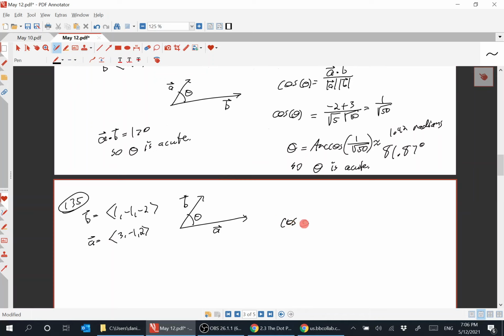So cosine of theta, again, is A dot B over length A, length B. So what do we have? Cosine theta is 3 plus 1 minus 4. Well, it doesn't matter what these are now. So this is 0, right? So 3 plus 1 minus 4. So theta is 90 degrees, pi over 2 radians.